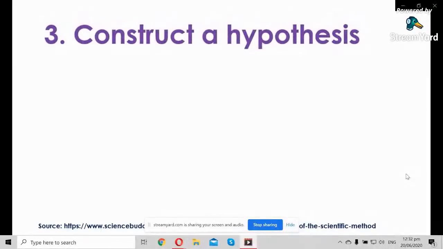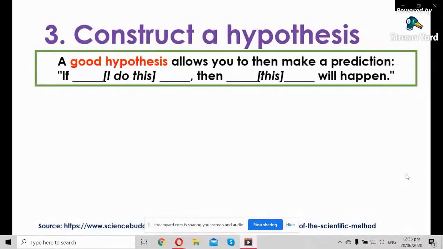Now we already know how to make a background research. This time we are going to learn how to construct a hypothesis. What is a hypothesis again? Very good. It is an intelligent guess. Now, there is a good hypothesis. A good hypothesis allows you to then make a prediction by starting your sentence as, if I do this, then this will happen. This is just an example of a good hypothesis.